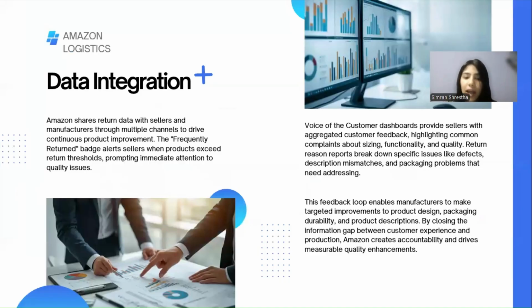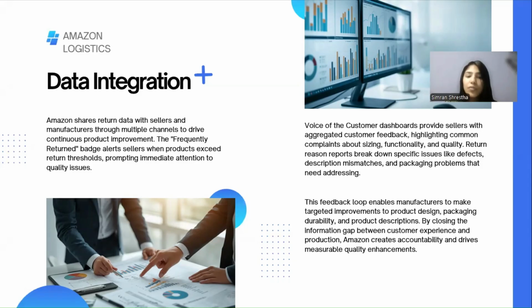So moving on to next slide, data integration. What makes Amazon's reverse logistics system truly powerful is how it uses the collected data to drive the overall product improvement. Amazon shares this data with the sellers and manufacturers through multiple tools and platforms. One important feature is the frequently returned badge. This label appears on the products with high return rates, alerting both customers and sellers about the potential issues that may occur in future.